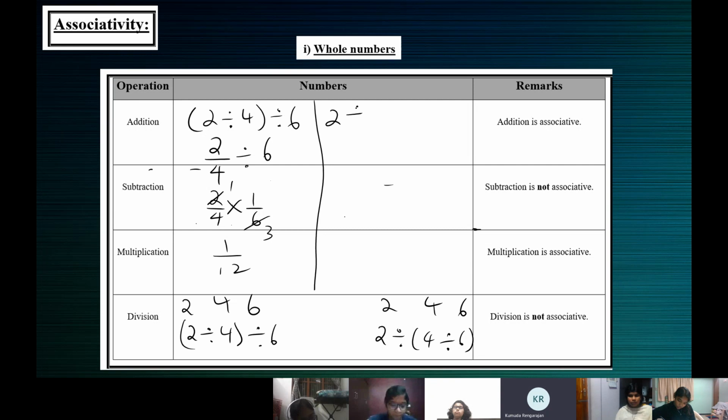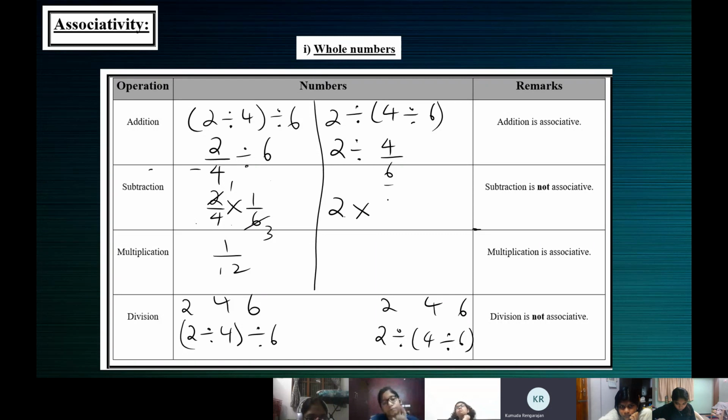Now when we do 2 divided by the bracket of 4 divided by 6, how do we work this? This is 2 divided by 4 by 6. So that means 2 into 6 by 4. So 2 ones are 2, 2 twos are 4, 6 by 2, which is 3. The answer is 3.